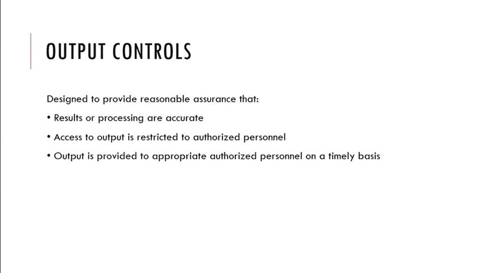Then output controls, these are designed to provide reasonable assurance that results of processing are accurate. Access to output is restricted to authorized personnel. So kinsa raman ang pwede maka-generate ani nga report, dapat kato lang authorized na mga employees. So for example, dapat ang isa ka employee dili siya maka-check sa payslip sa iyang kauban, 'di ba? So di ka pwede mag-generate og payslip with respect to other employees. So output controls are more of relating to the generation of reports. Are you authorized to generate this type of report?